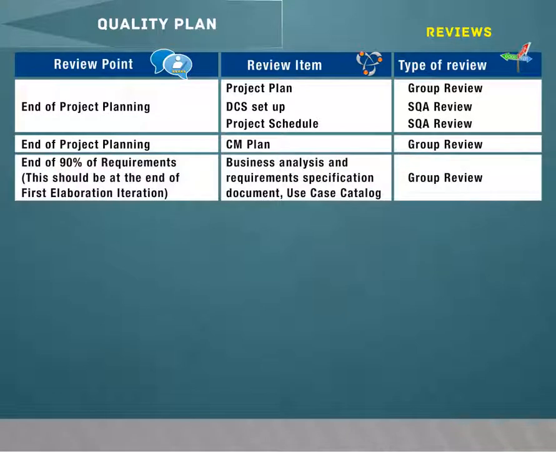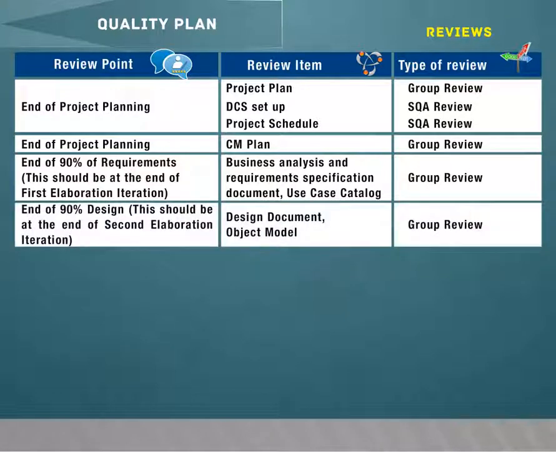End of 90% of requirements. This should be at the end of first elaboration iteration: business analysis and requirements specification document, use case catalog, group review. End of 90% design. This should be at the end of second elaboration iteration: design document, object model, group review.